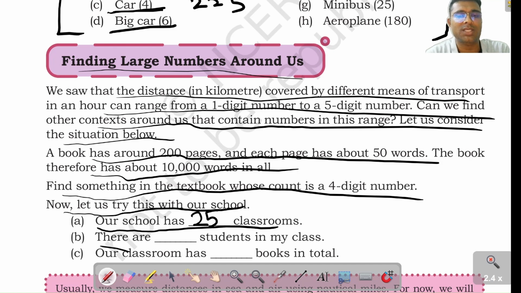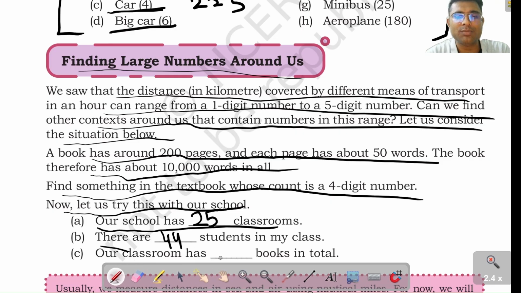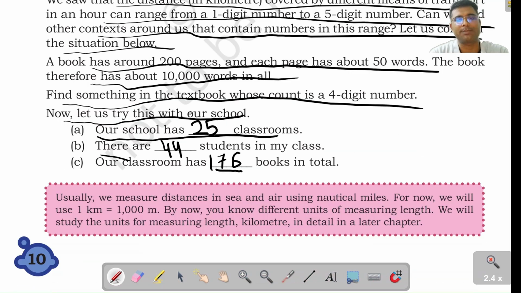There are dash students in my class. So in your class there are 44 students. Our classroom has dash books. So if one student is carrying at least 4 books, so the number of books will be 4 4s are 16, 4 4s are 16 and 1 17, 176 books in total.